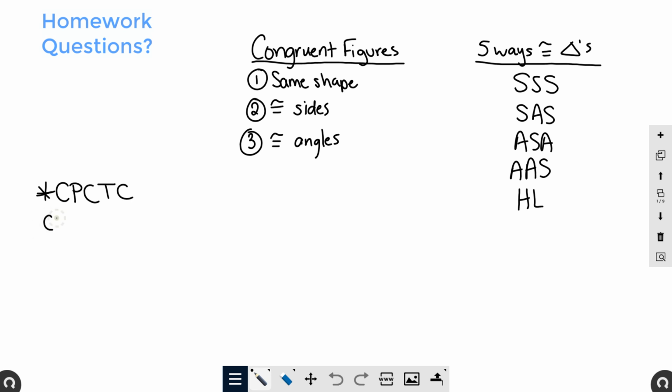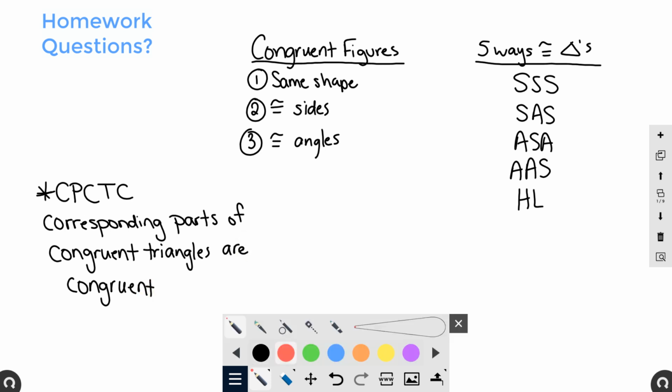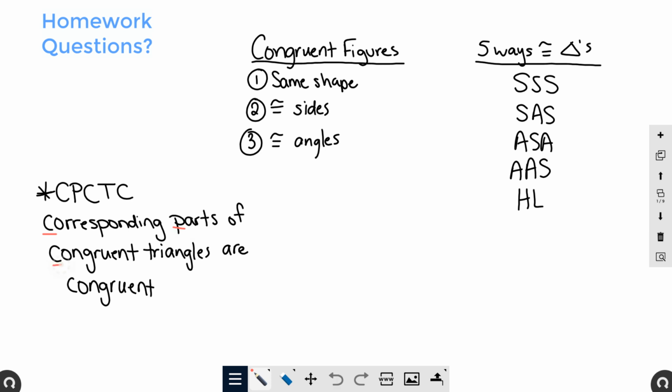So those letters stand for corresponding parts of congruent triangles are congruent. CPCTC. Corresponding parts of congruent triangles are congruent.